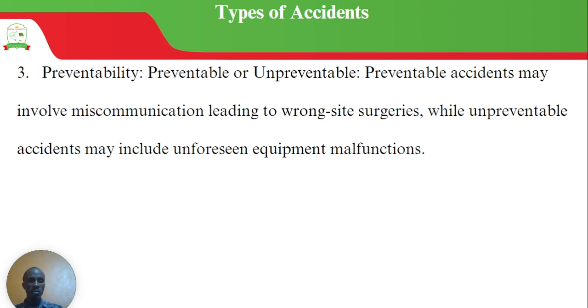So if healthcare professionals do not communicate in a proper way, or they miscommunicate with each other, then you can end up with those wrong site surgeries. Someone could mistakenly tell the surgeon that it is maybe the pancreas that has the problem, yet in actual sense, it is the kidney. So if you go for the pancreas, which is healthy, and you leave out the kidney, then that will be the wrong site surgery. So these miscommunications can always be preventable, and we shall see how to prevent them as we go on with this discussion.